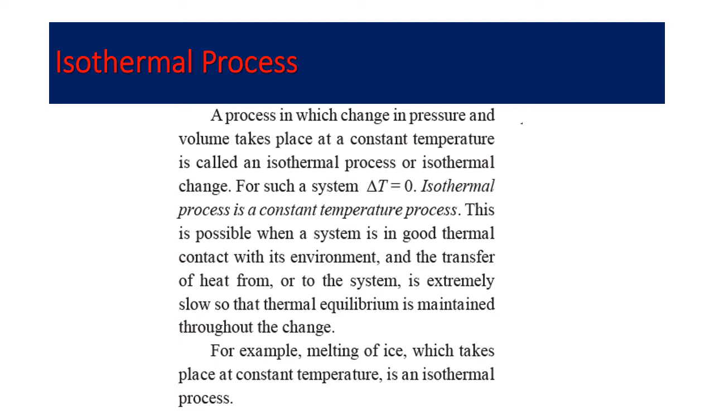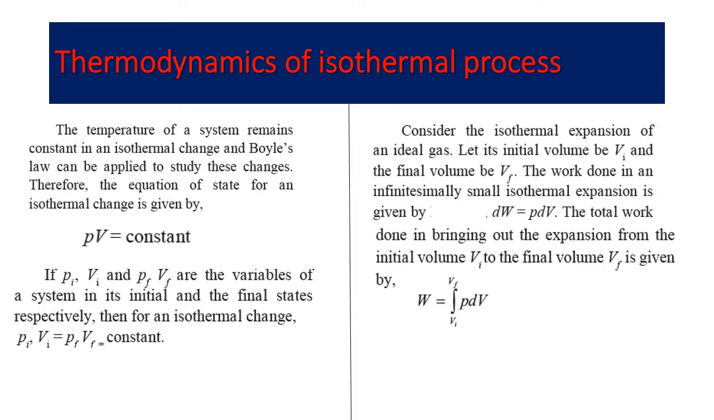And the most important thing regarding the isothermal process is that this process occurs at a very slow rate. For example, a melting of ice which takes place at constant temperature is an isothermal process. So let us calculate the work done in an isothermal process. When we say isothermal process, we take into account the Boyle's law for ideal gases.